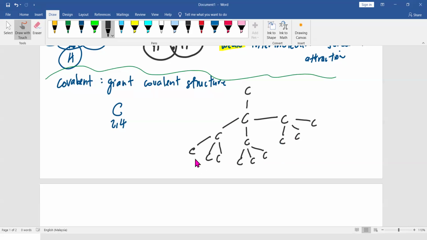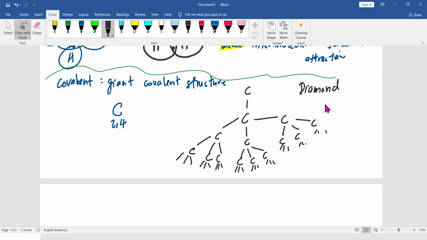Now, these carbons, how many bonds do they have each? 1. How many more do they need? 3. So do they continue to bond? Yeah, they continue to bond with 3 other carbons. Now, when does it stop? It doesn't stop. It goes on and on for millions and millions of carbons. When there are about 3 trillion carbon atoms all joined together, it forms one tiny molecule called a diamond. So is it a tiny molecule? No, it's a giant molecular structure. So if each carbon forms 4 bonds with other carbons, this is called diamond.